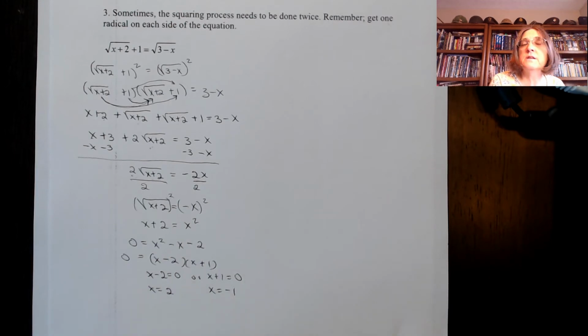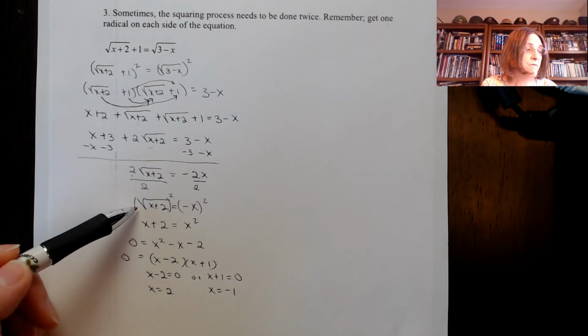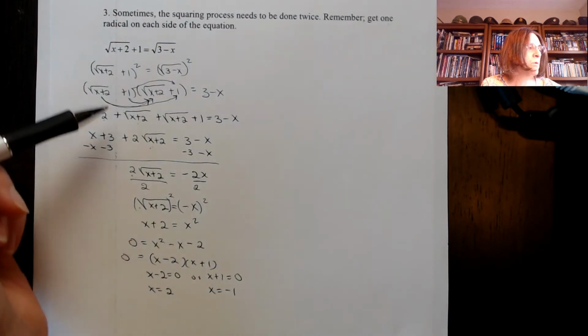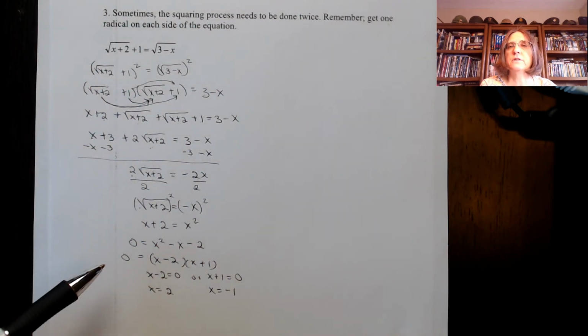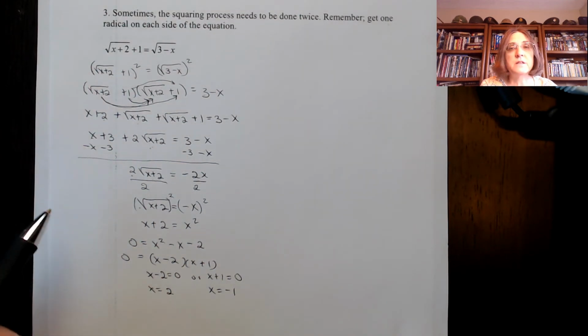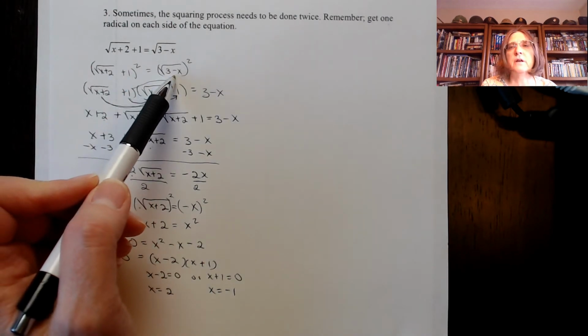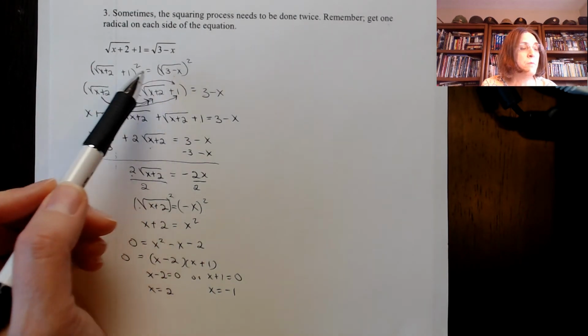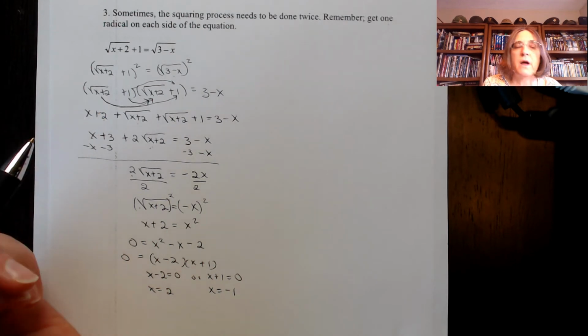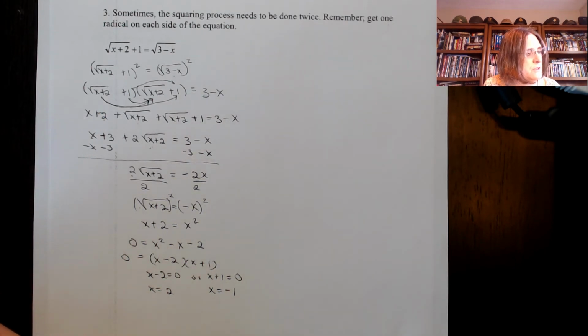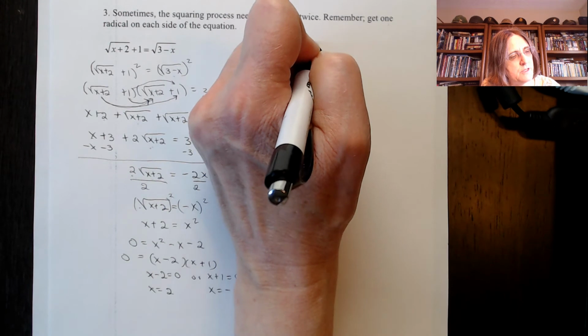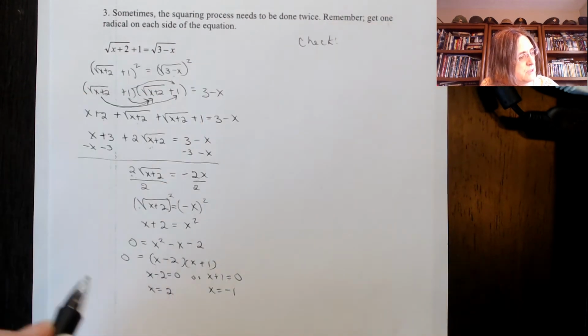Just like in example number 1, we have the possibility of extraneous solutions because we have a step, in fact 2 steps, where we squared both sides of an equation. When we square both sides of an equation, where we could have had a negative equal to a positive, once we square them, both are positive, and so that gives rise to extraneous solutions. So let's come back and check each one of these solutions.